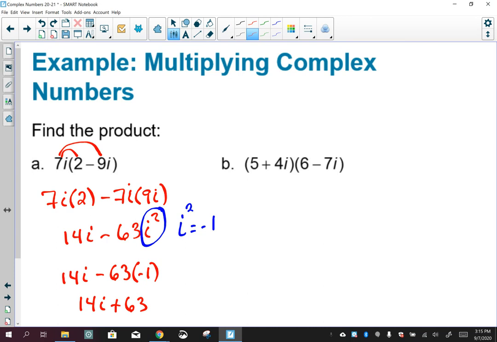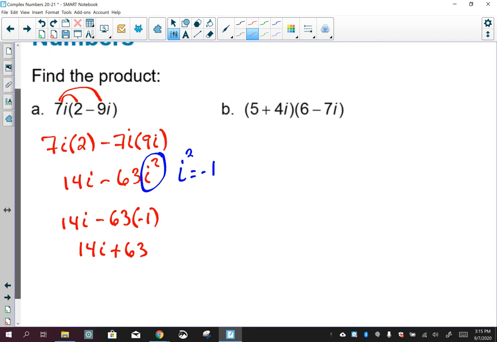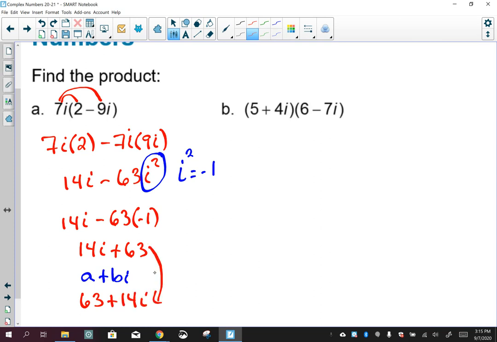Okay. Now, you can leave it like this. Just be aware that it's always going to be in the form of a plus bi because your i always comes second. So you can rewrite this if you need to into that form, but just know that both of these mean the same thing. Okay.